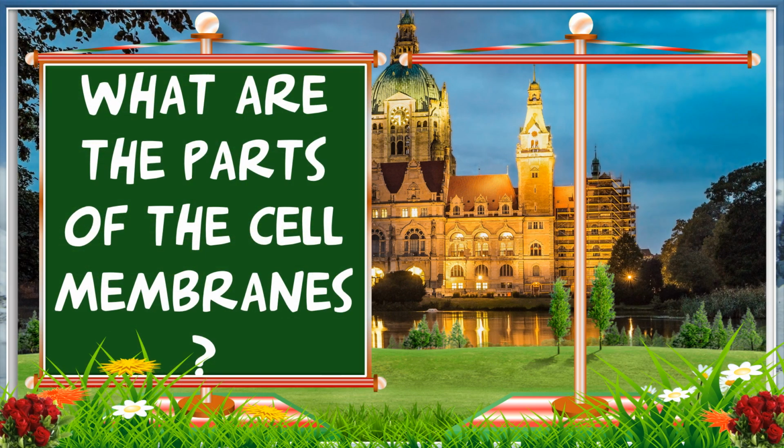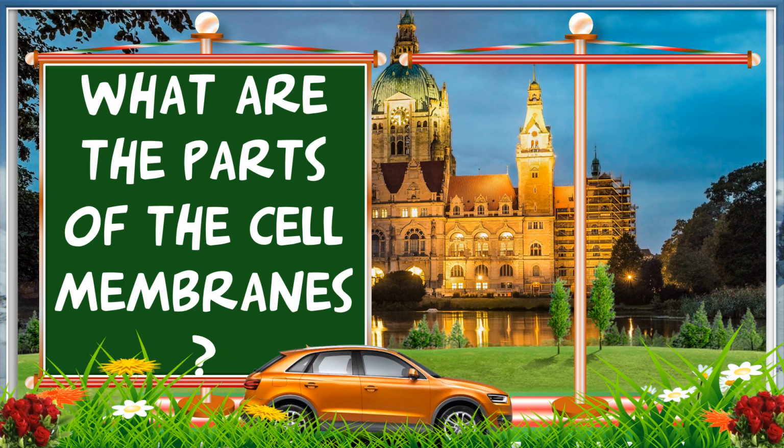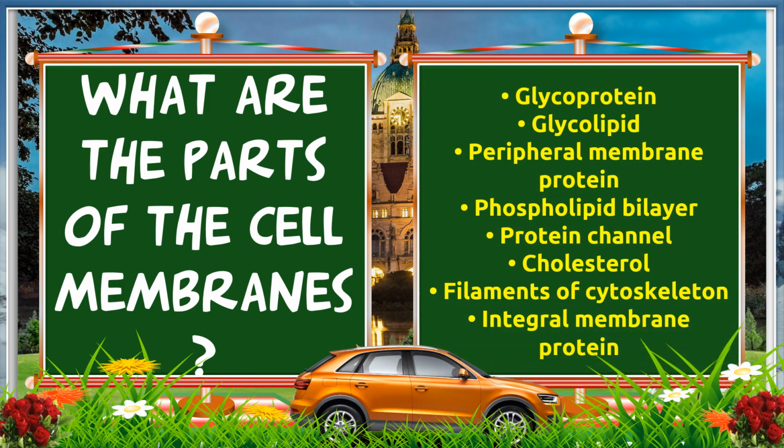What are the parts of the cell membrane? Glycoprotein, glycolipid, peripheral membrane protein, phospholipid bilayer, protein channel, cholesterol, filaments of cytoskeleton, integral membrane protein.